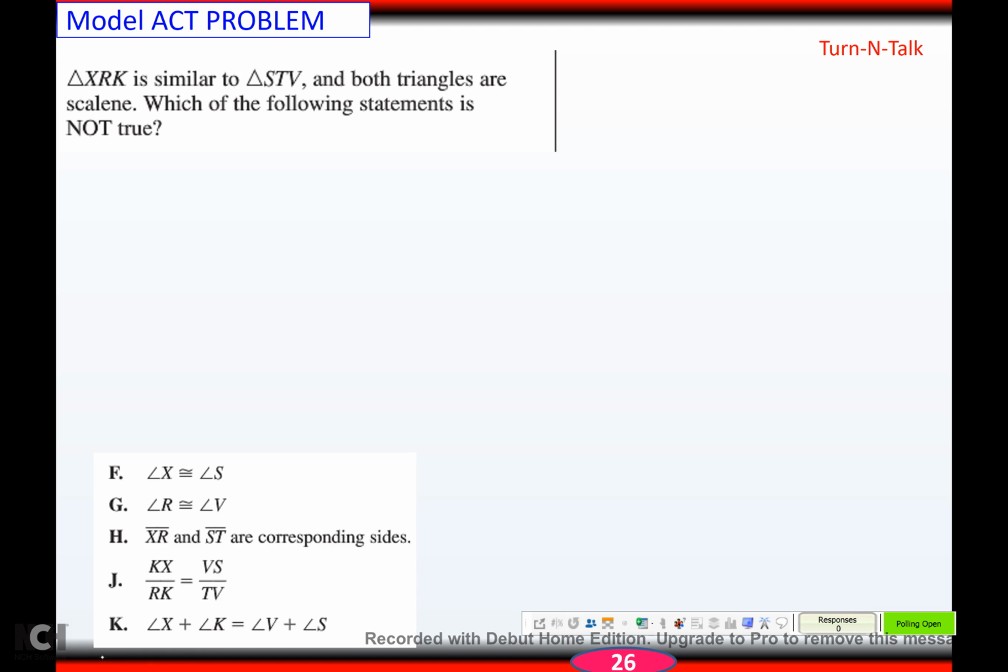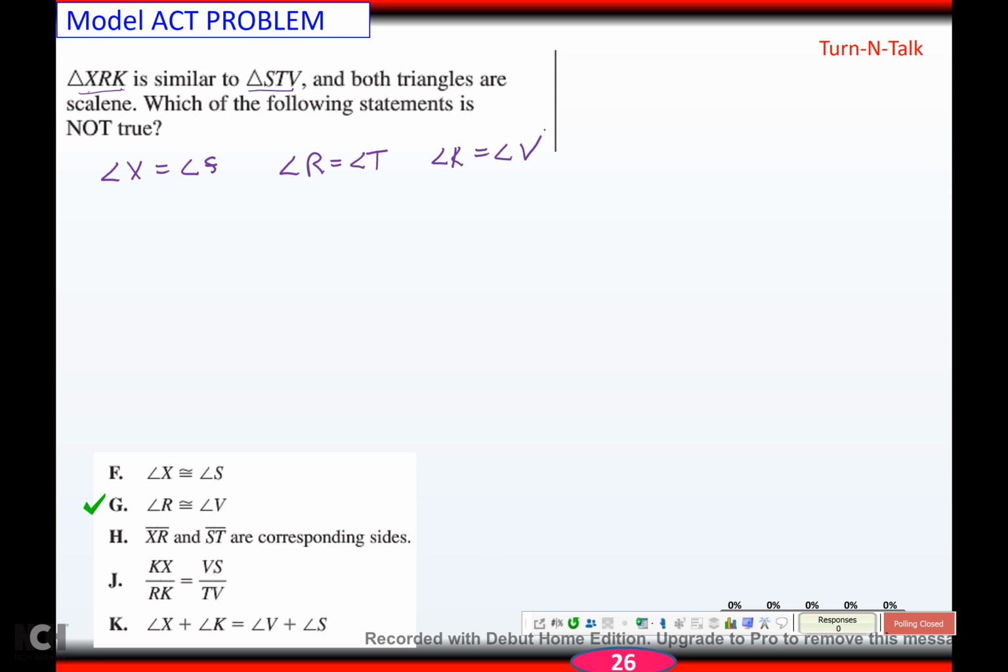Alright, try this one. Hit pause. Come back when you're ready. And hopefully you got G. Alright, they tell me that XRK is similar to STV, and both triangles are scalene. Which of the following statements is not true? Well, from this information, as far as angles go, I know that angle X has to equal angle S, angle R has to equal angle T, and angle K has to equal angle V.